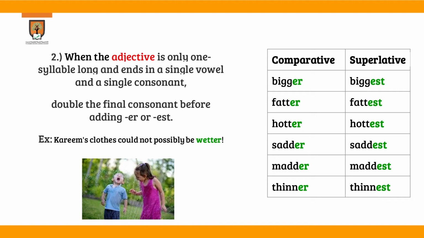Rule number 2. When the adjective is only one syllable long and ends in a single vowel and a single consonant, double the final consonant before adding ER or EST. An example, Kareem's clothes could not possibly be wetter. In the table, you can see again the comparative and superlative. Bigger, biggest. Fatter, fattest. Hotter, hottest. Sadder, saddest. Madder, maddest. Thinner, thinnest.